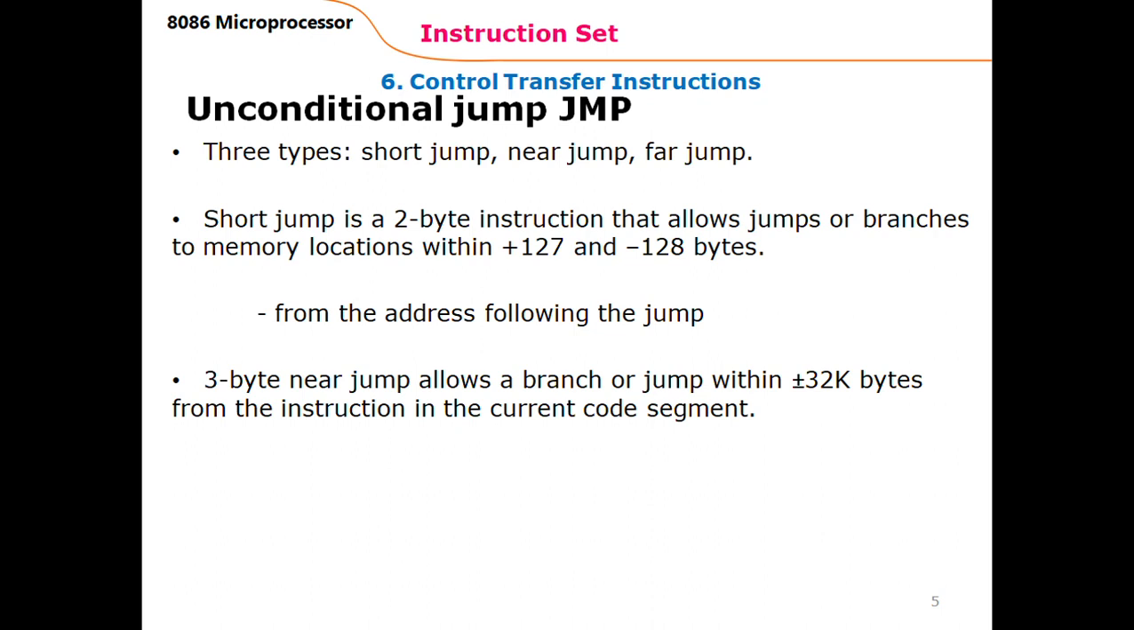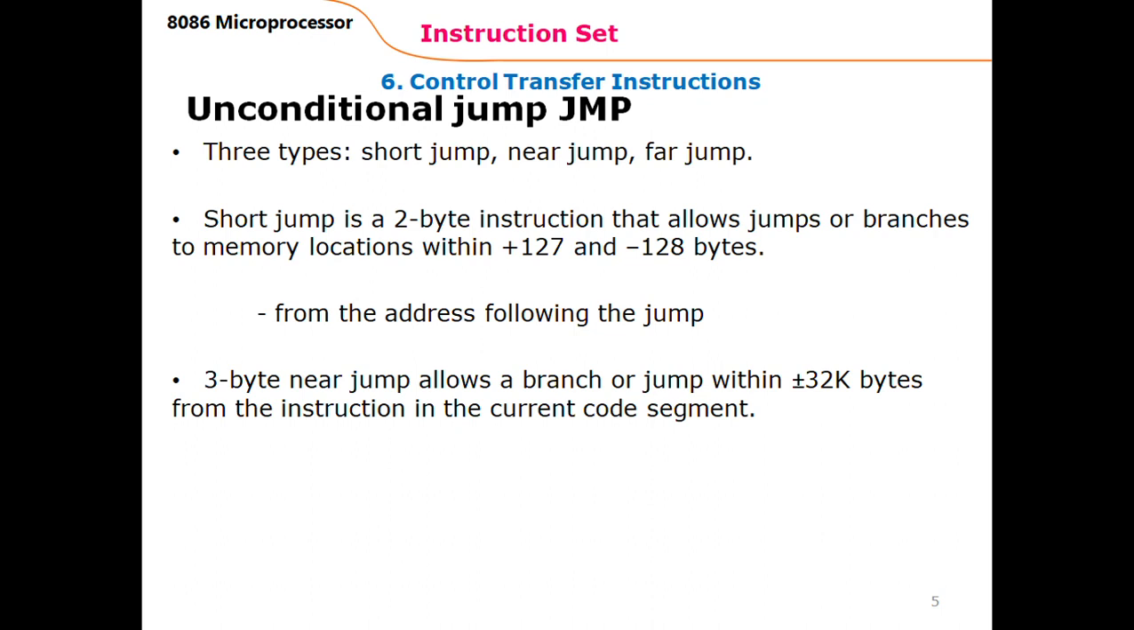And each time the jump happens, the jump is from the address following the jump instruction. So whenever the jump instruction is being executed, the current location is the location of the next instruction, the address of which is maintained in the instruction pointer.